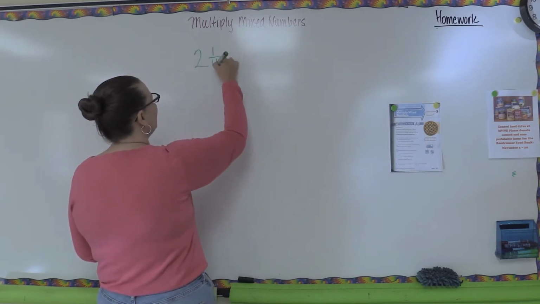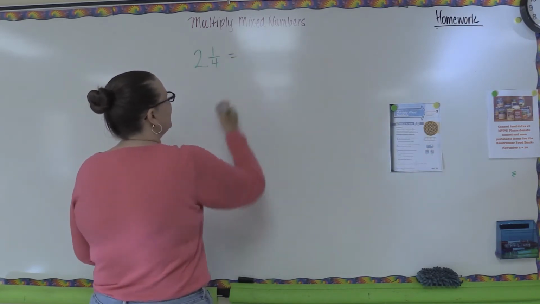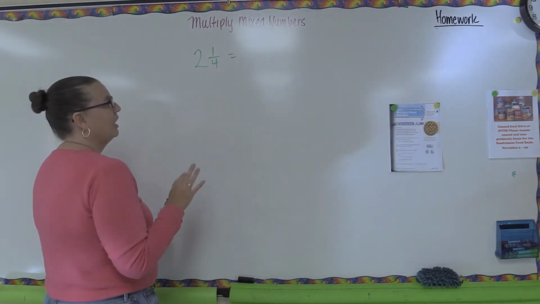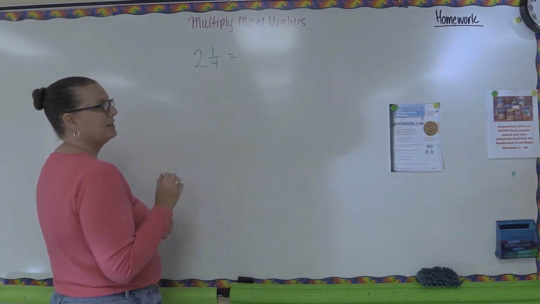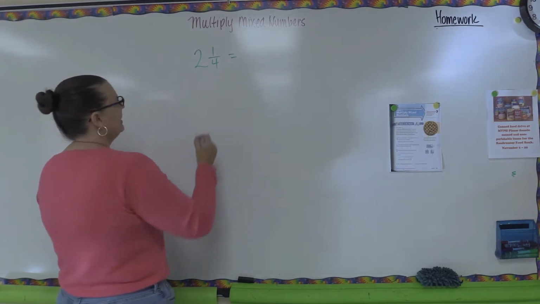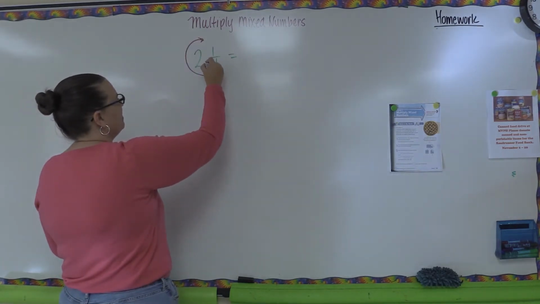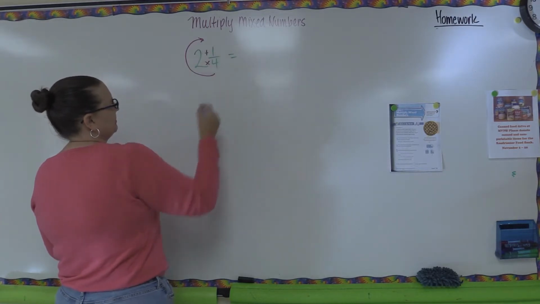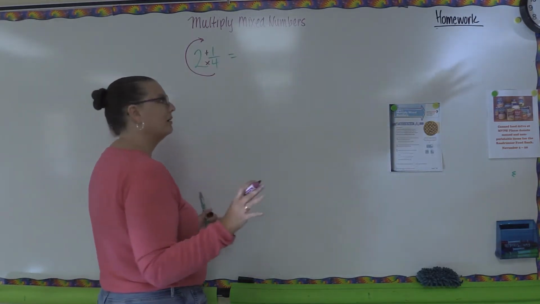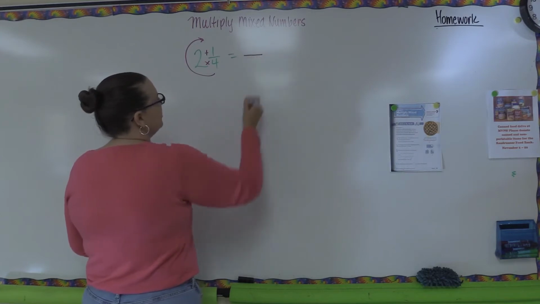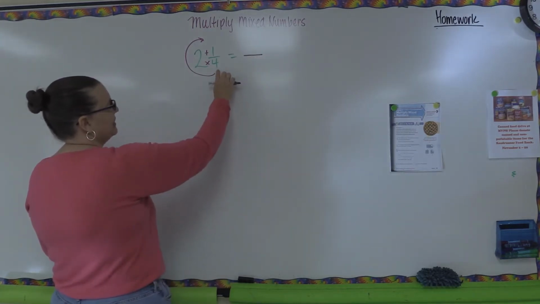If you have something like 2 1/4 and you want to turn it into an improper fraction, a fraction where the numerator is larger than the denominator, you're going to be working in this direction. Going to be moving around here. You're going to be multiplying here and adding here. We've done this before, it's been a while, and you're going to be creating a new fraction by doing this.